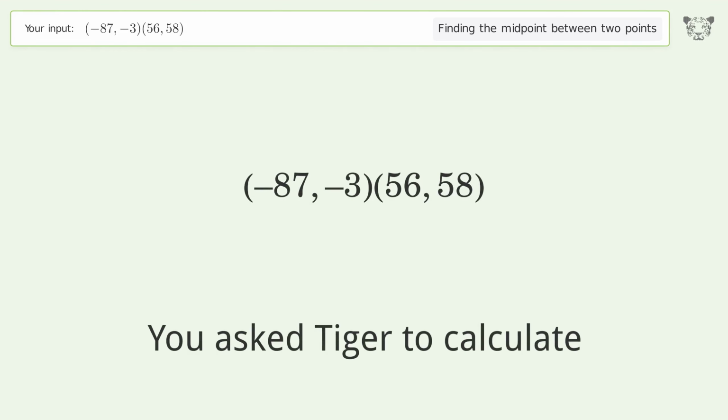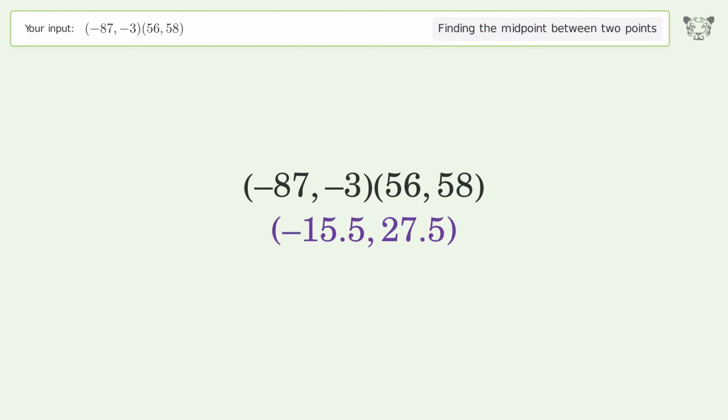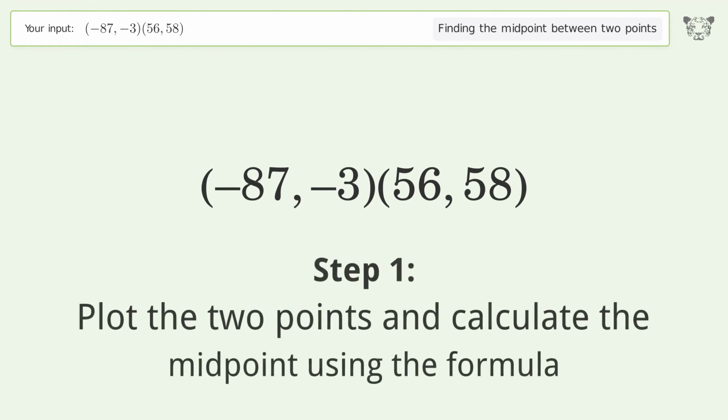You ask Tiger to calculate. This deals with finding the midpoint between 2 points. The midpoint between the 2 points is negative 15.5, 27.5. Let's solve it step by step. Plot the 2 points and calculate the midpoint using the formula.